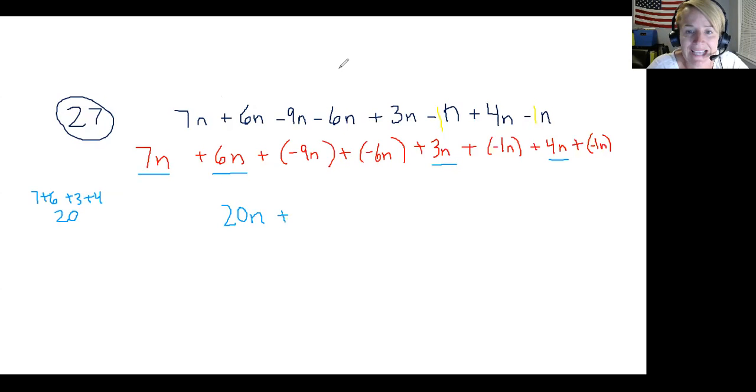Now I'm going to do the exact same thing. I'm going to combine all of my negatives. So here's all my negatives. So this would be the same as 9 plus 6 plus 1 plus 1. So we're talking 17. Yeah, we're talking 17 here. So then I would have a negative 17n.